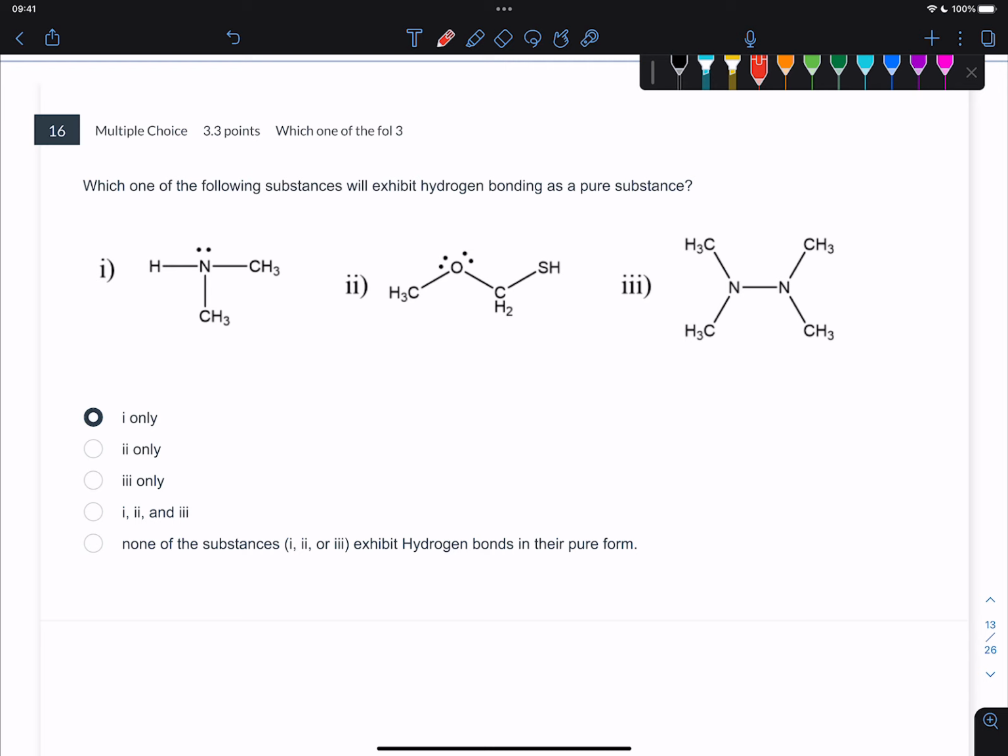For this question, you just got to know what hydrogen bonding structures are necessary. In order for something to do hydrogen bonding, it doesn't just have to have hydrogen. It has to have hydrogen specifically connected to nitrogen, oxygen, or fluorine. There are hydrogens all up in molecules 2 and 3, but they just don't have the right bonds.